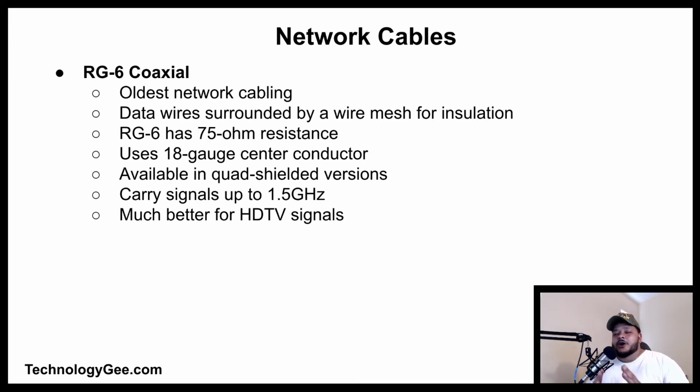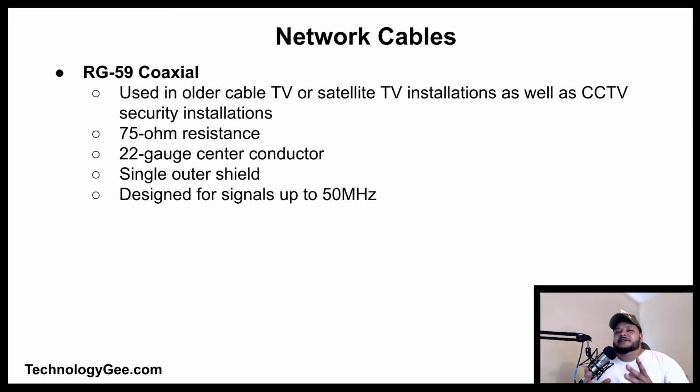RG6 has a 75 ohm resistance. It uses an 18 gauge center conductor, is available in quad shielded versions, and can carry signals up to 1.5 gigahertz, making it much better for HD TV signals. RG59 is used in older cable TV and satellite installations, as well as closed circuit television security installations. It also has 75 ohms of resistance. RG59 uses a 22 gauge center conductor and a single outer shield. It is designed for signals up to 50 megahertz.